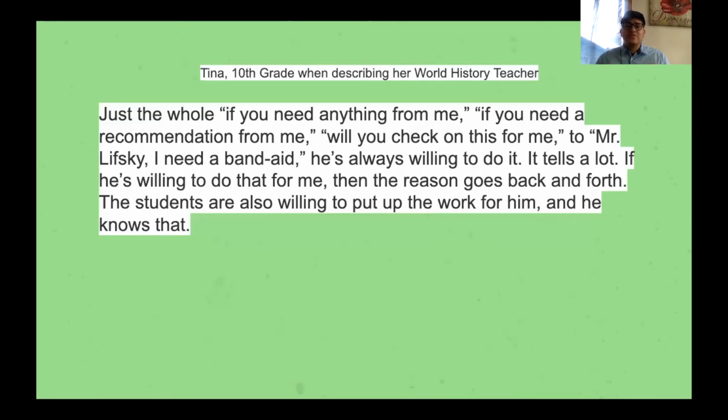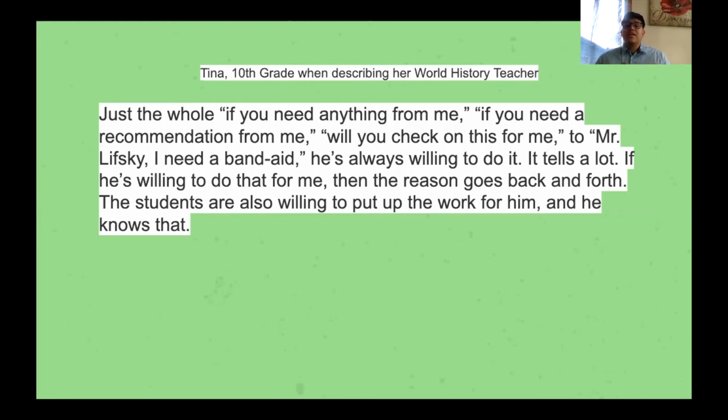Here we see Tina, who's a 10th grader, describing her world history teacher who has a mix, but you can see really the emphasis of connective instruction here, right? So Tina says that he's there for her, he's there for the class, whether it be a Band-Aid, a quick checkup, recommendation, whatever the case may be. And that makes Tina want to reciprocate that relationship, right?